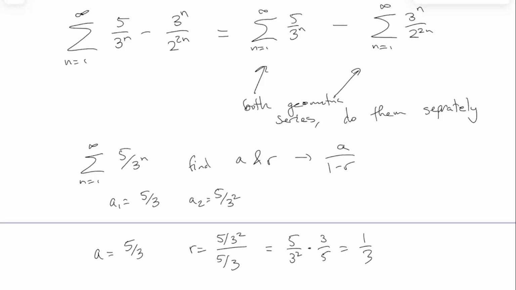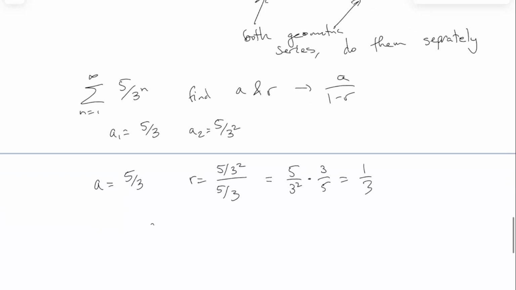It's easy to mess up the fractions there, all right? So anyway, you check that this converges. r being a third, that is less than 1, and so it does converge. And so this first one converges to a over 1 minus r. That would be 5/3 over 1 minus 1/3. So that's 5/3 over 2/3. Cancel the 3s, it's 5/2, all right?